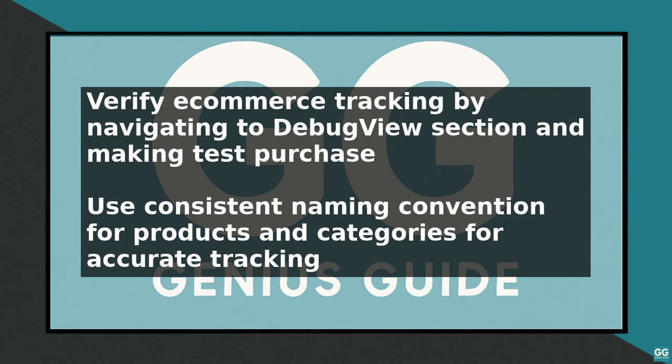Best practices for setting up e-commerce tracking in Google Analytics 4 include using a consistent naming convention for your products and categories, and making sure to track all stages of the shopping funnel, from product view to purchase.